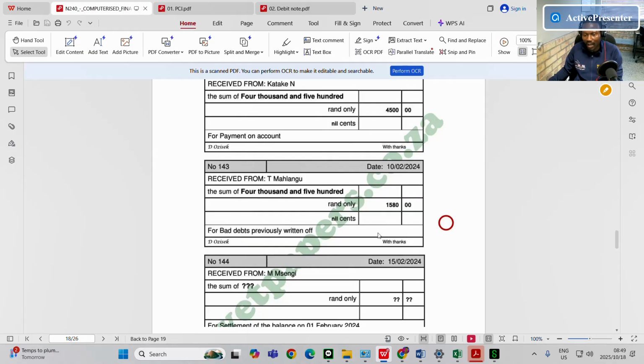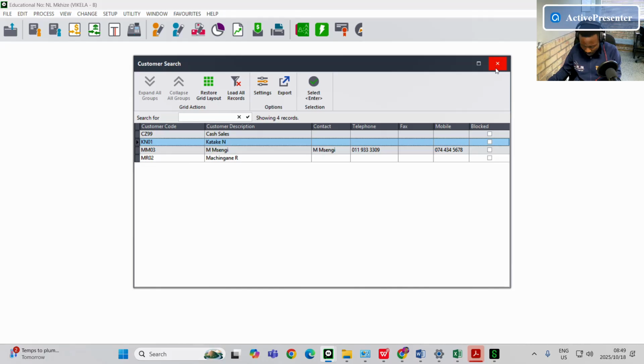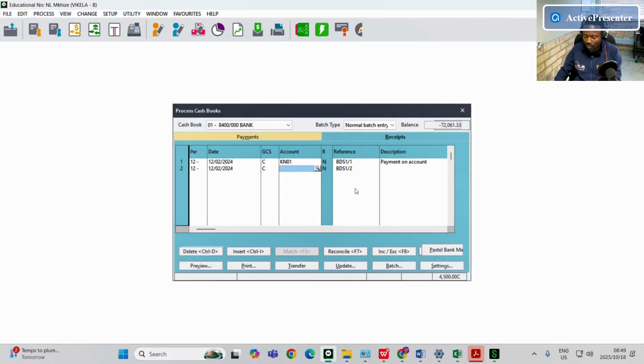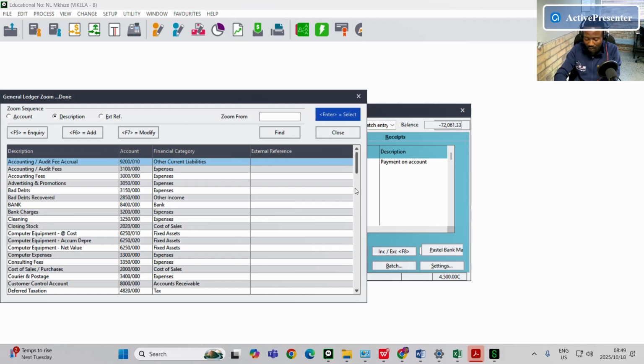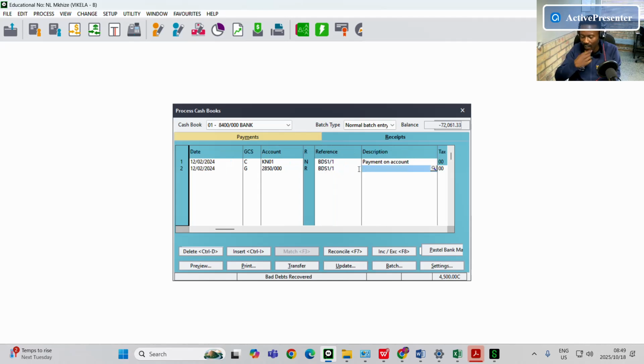It means these are bad debts recovered. It's from a customer, Uti Mahlangu, whose debts were previously written off. So it's still a customer. Let me just check. Sorry, I'm not supposed to use a customer here. I'm supposed to use a general ledger account called bad debts recovered, not a customer. So it's still 1/1. And here I'm going to write the name of the customer, T Mahlangu.